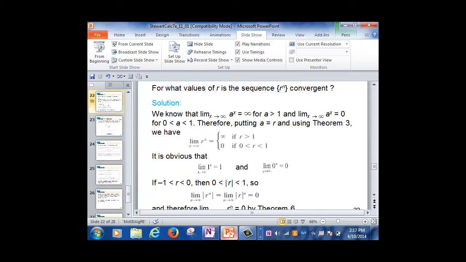So that's what I am saying here. The limit of r to the n is infinity if r is larger than 1. It is 0 when r is between 0 and 1. When r is exactly 1, the limit is 1. When r is 0, the limit is 0, right? We saw that. So which case is left? When r is negative, right? Yeah.